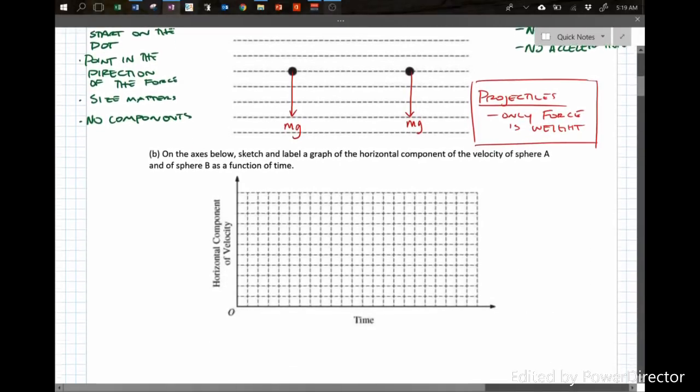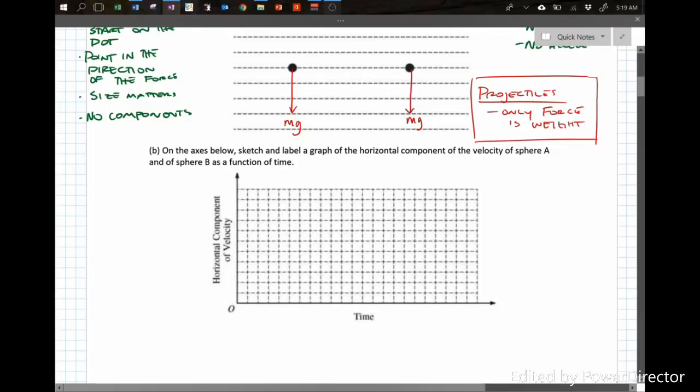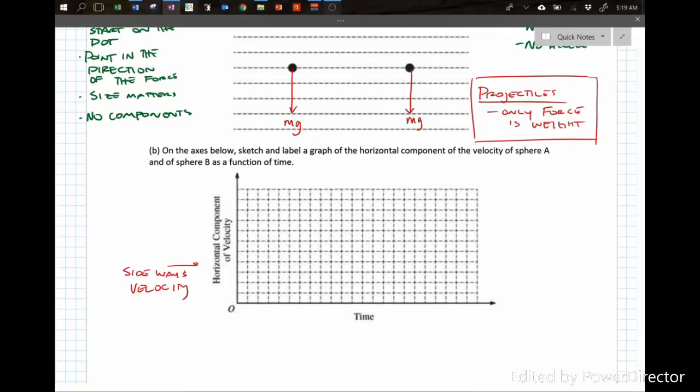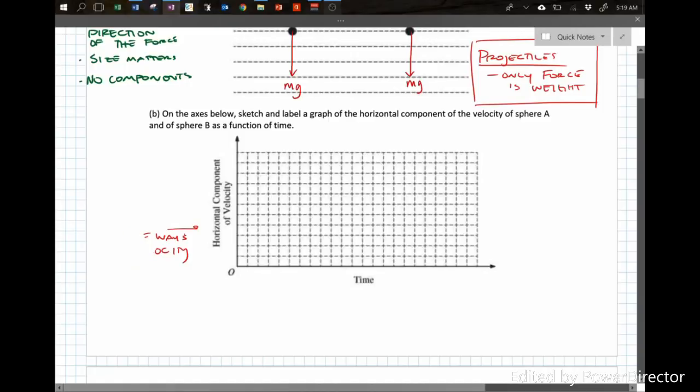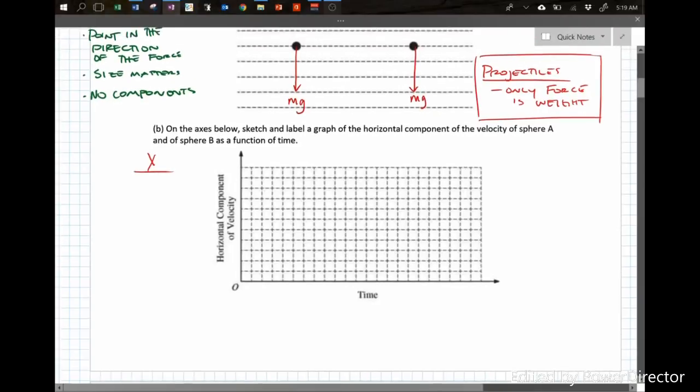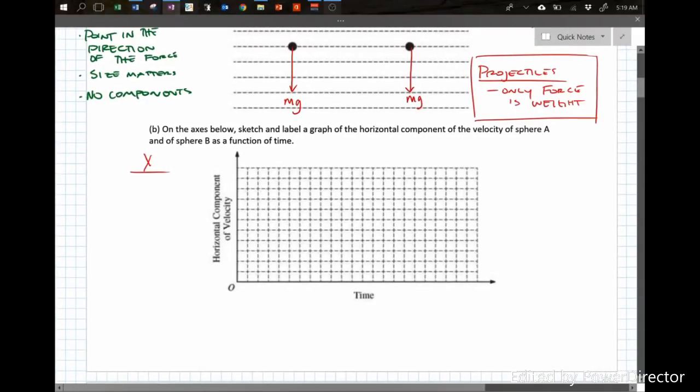The second thing is a graph of the horizontal component of the velocity. So, fancy way of saying the sideways velocity, as time goes on. Now, looking at what happens, sphere A is dropping straight down. So if we look at sphere A, this is a way that I like going through problems. If we look at sphere A and we look at its x direction and its y direction, we're going to notice some things that we're given that may help us out here, right?